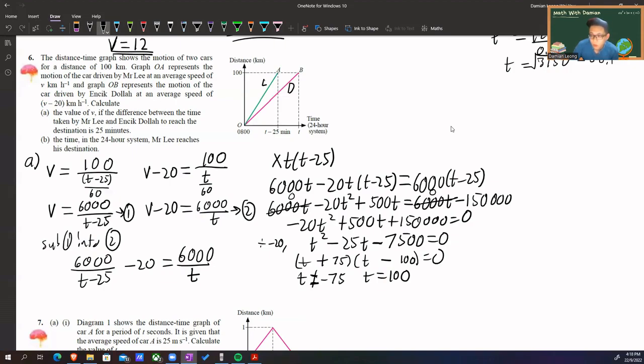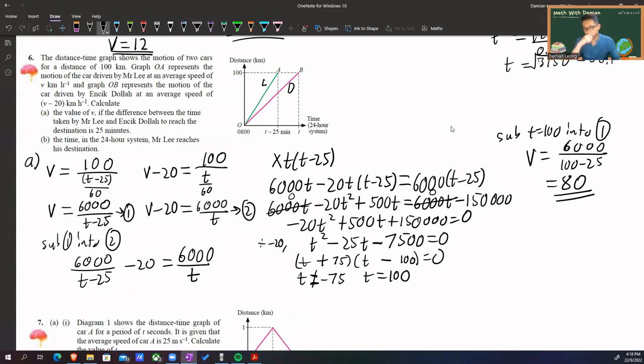So V is, I substitute back T equals 100 into equation 1, then I get V. 6,000 divided by 100 minus 25. So it's 6,000 divided by 75, which is 80.